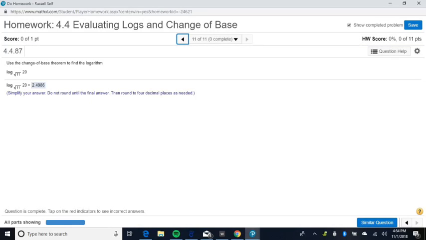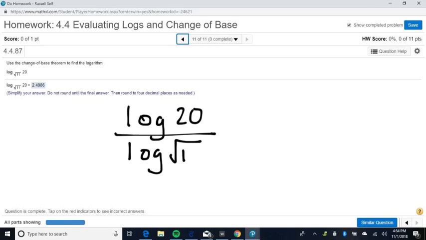Now this one we have a square root. Your calculator can do a square root. That's not a problem. So that would just become, using change of base, the log of 20 over the log of the square root of 11. Remember, you're going to get some decimals when you do that. Do not round until you get to the final answer. It tells you right there on the page, and it will on the test as well, so make sure you don't.